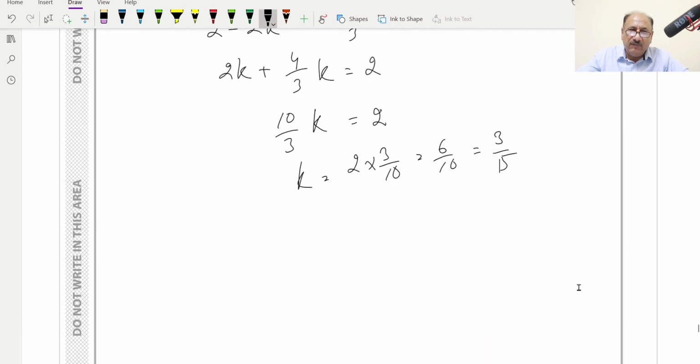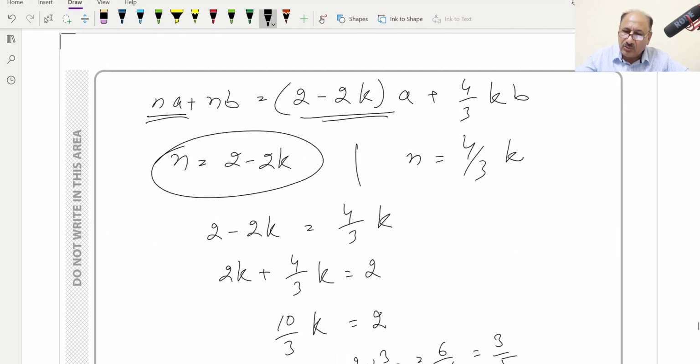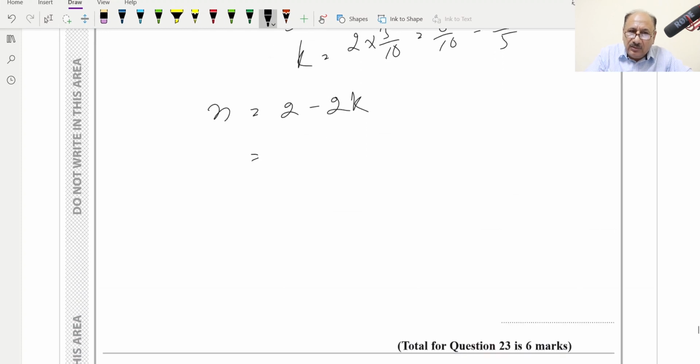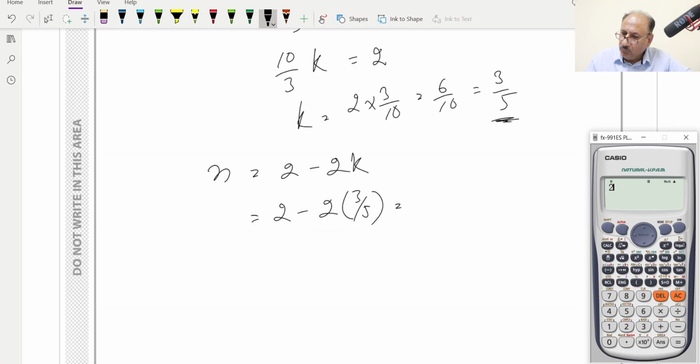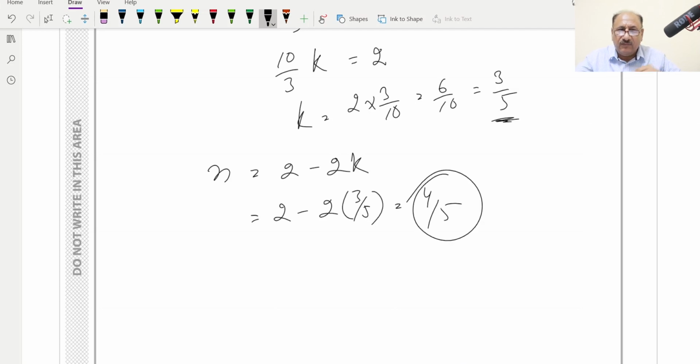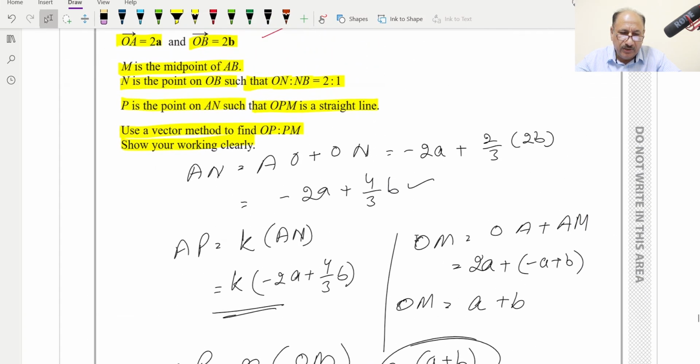Now we can find N value. So N we know is equal to 2 minus 2K, which we have already done over here. Replacing K value with 3 by 5, so 2 minus 2 into 3 over 5, and this will be equal to 4 by 5. So 4 by 5 will be the value of N, which we were supposed to find.